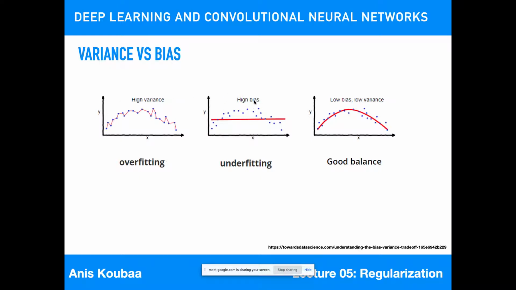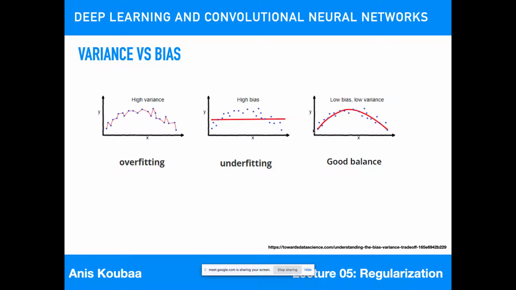Okay, so this is the definition of variance and bias. The bias arises in the case of underfitting, when the model is too simple, and overfitting leads to high variance. And making a good balance, we could have something similar to this one.